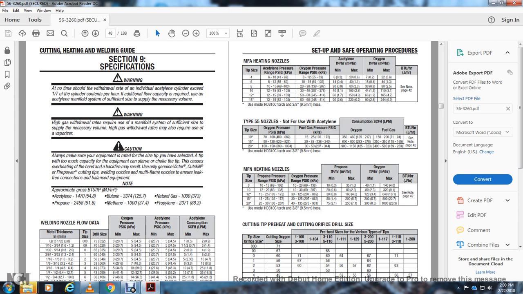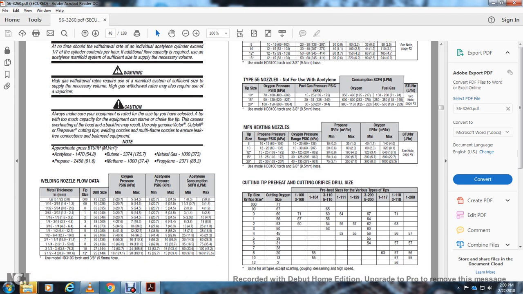NFM heating nozzle: tip size, propane pressure range PSI gauge, oxygen pressure range PSI gauge, propane cubic feet per hour minimum and maximum, oxygen cubic feet per hour minimum and maximum, BTU per hour or joules. Cutting tip, preheating cutting orifice, drill size, tip orifice, cutting oxygen: 1 and 100, 3 and 100, 1 and 104, 3 and 110, 5 and 110, 1 and 11, 1 and 29, 3 and 200, 500, 200, 1 and 117, 1 and 118, 3 and 118, 1 and 208.